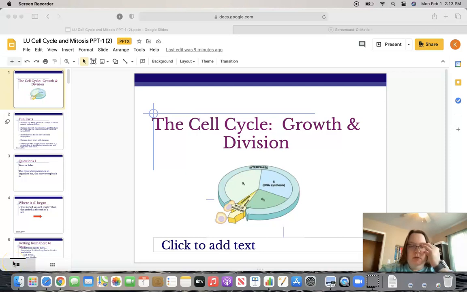So we're here today, we're going to be talking about the cell cycle, which is the cycle of growth and division of cells in living things. The notes for this start on page 27 of your blue book. So if you have a book you want to follow along, this starts on page 27.